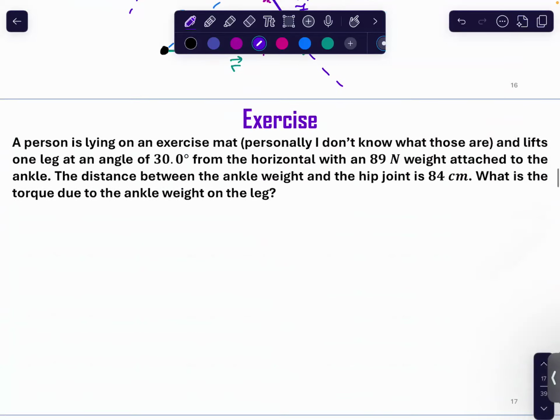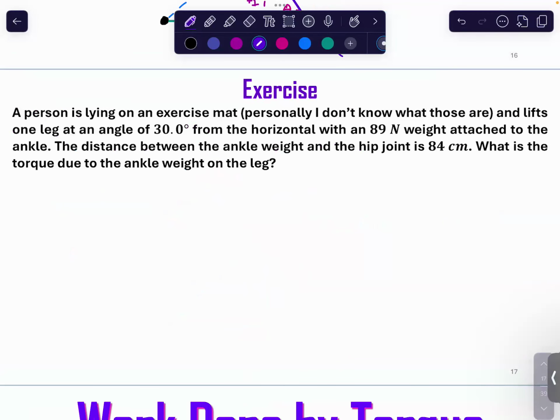All right, let's take a look at this exercise. A person lying on an exercise mat lifts one leg to an angle of 30 degrees in the horizontal with an 89 Newton weight attached to the ankle. The distance between the ankle weight and the hip joint is 84 centimeters. What is the torque due to the ankle weight on the leg?